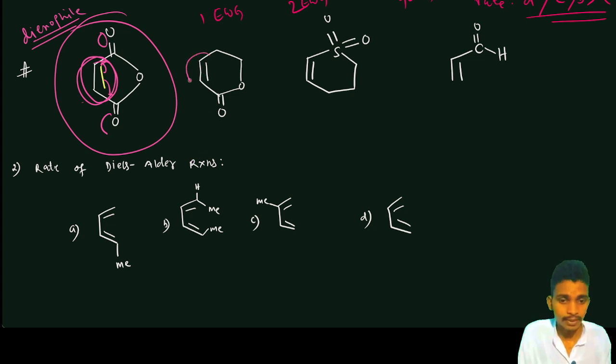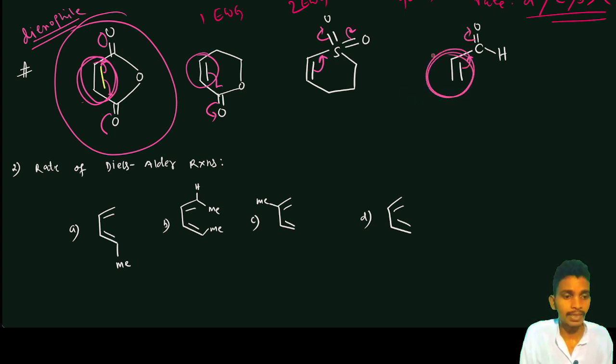Here in this dienophile, electron density is withdrawn from here, so it is very less available. So this is also a very good dienophile. Similarly here also the electron density is withdrawn by here or here, so this is also a very good dienophile, or this case also. So these types of dienophiles are very good for the Diels Alder reaction.